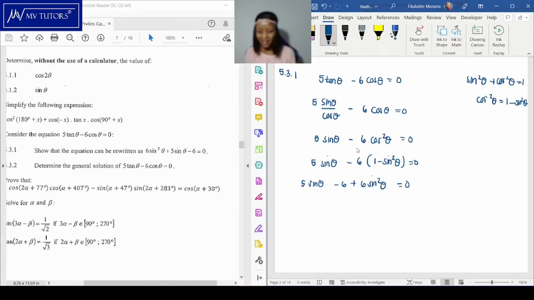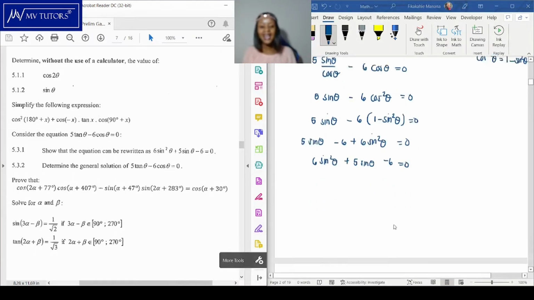Alrighty, do we have everything there? 6 sine squared theta, 5 sine, yep. So I'm just going to rewrite it the way they put it for us. So I have 6 sine squared theta plus 5 sine theta minus 6 is equal to 0. And that was how many marks? I think it was 3.